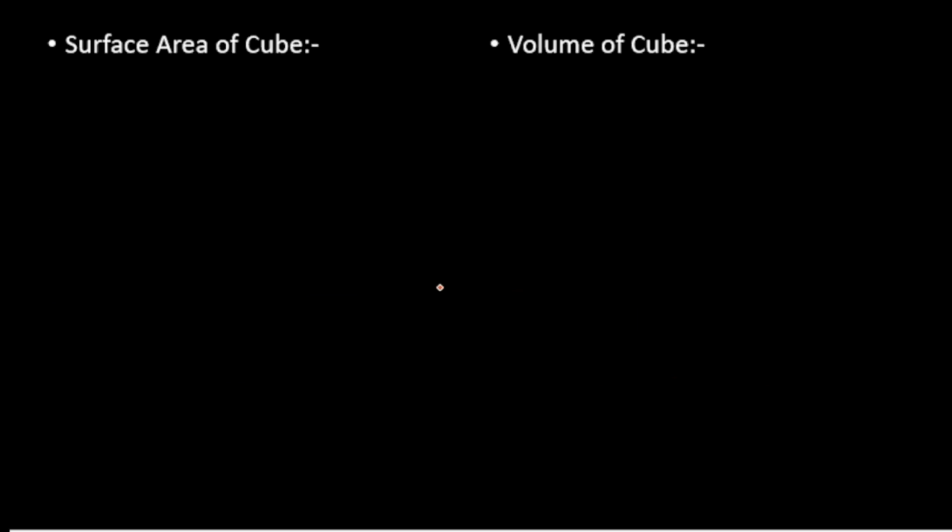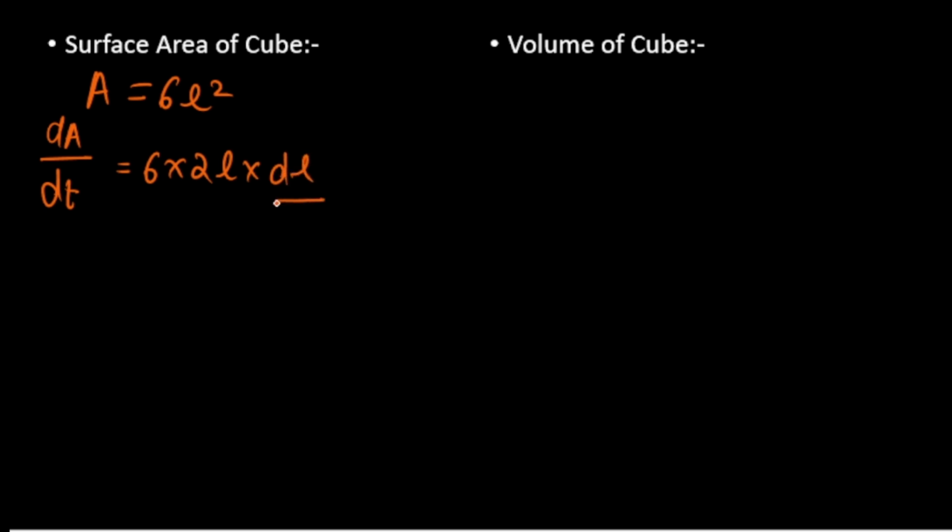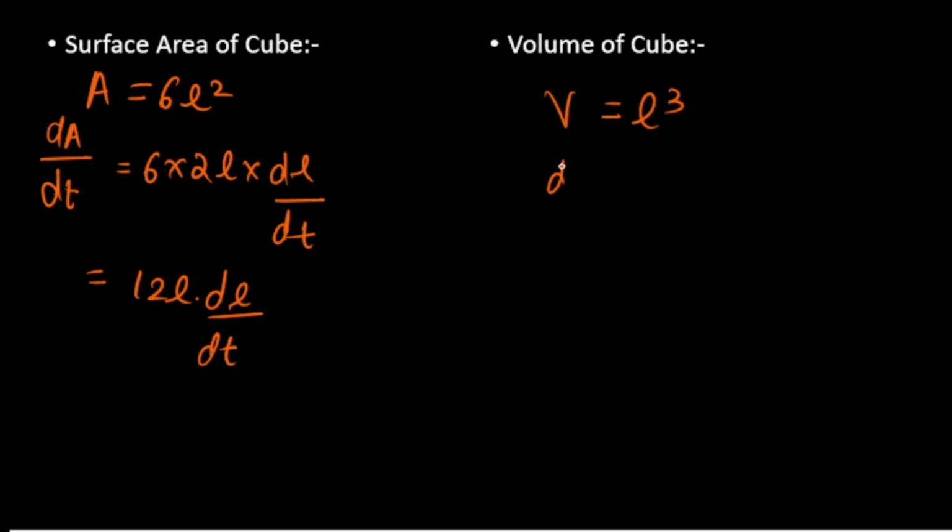Now here we have the surface area of a cube. Surface area is equal to 6 l square for a cube. So dA by dt is 6 into 2l into dl by dt. So 2 sixes are 12, l into dl by dt. Side by side differentiation is also happening, that you can revise. Volume is l cube. So dV with respect to t is 3 l square into dl by dt.